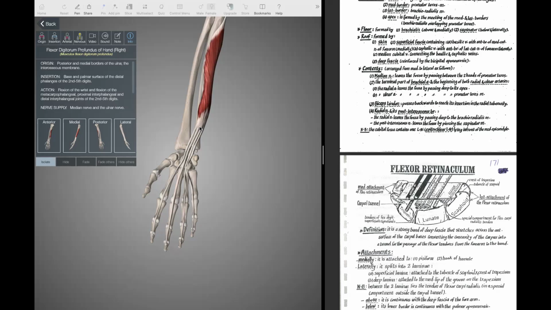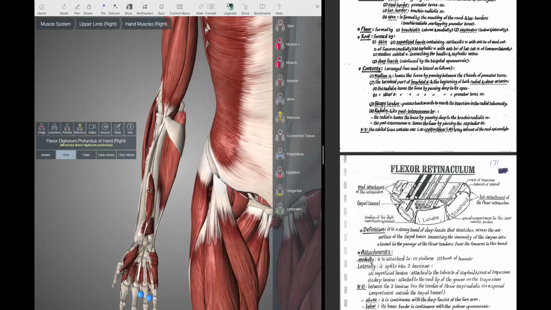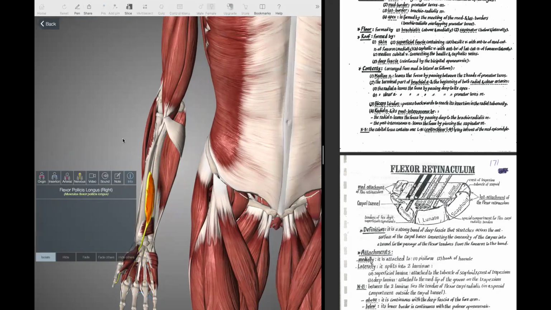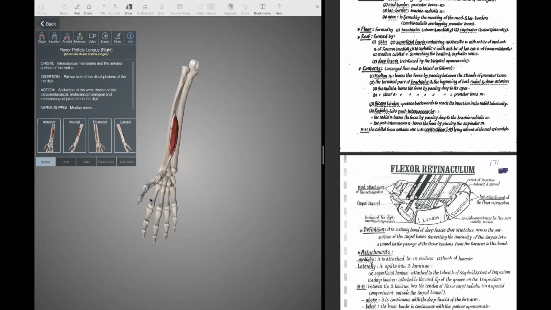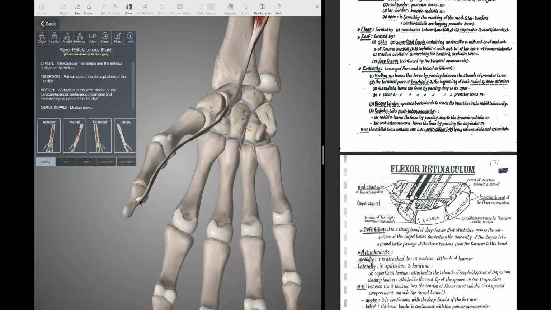All right. Now, moving forward. Flexor pollicis longus. Flexor pollicis, the long flexor of the thumb. Origin, interosseous membrane. Here. Insertion, the palmar side of distal phalanx of the digit 1, which is the thumb. The palmar side, here, near the palm, of distal phalanx of digit 1. Nerve supply median.